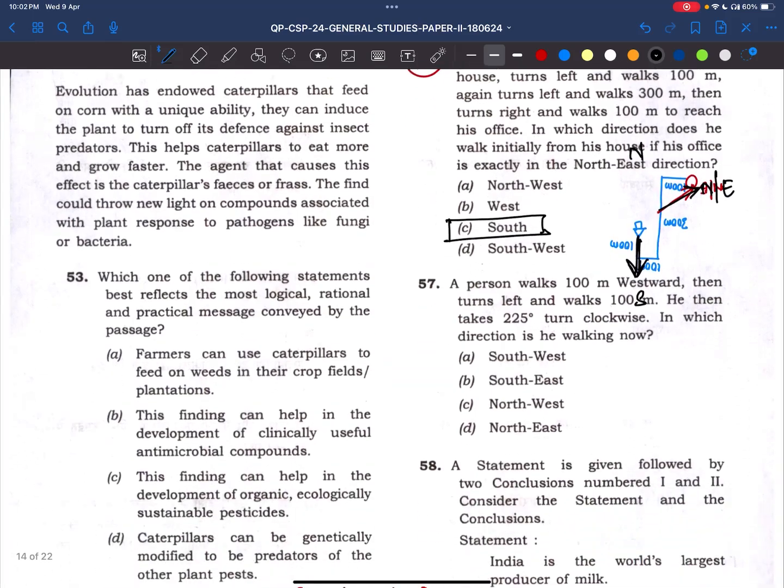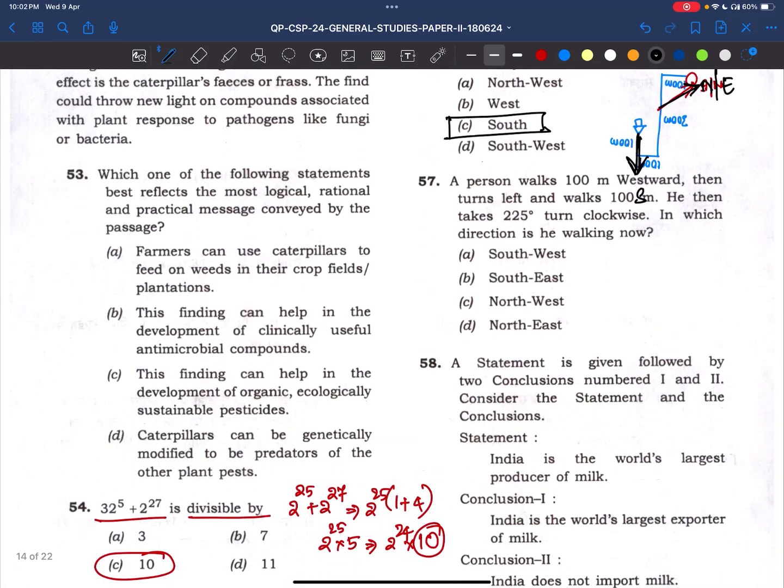The 57th question. A person walks 100 meters west side. This is west, right? He is walking 100 meters. Then turns left. Left means this side, right? And walks 100 meters. Same 100 meters. Then he takes a 225 degrees clockwise direction. Clockwise direction means this type, right? This is the clock direction.